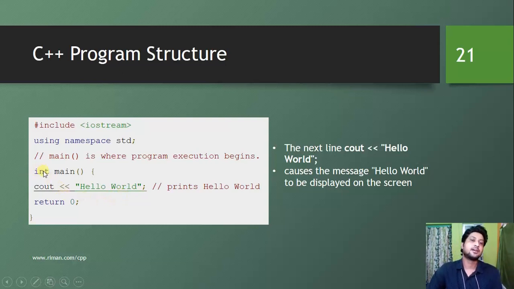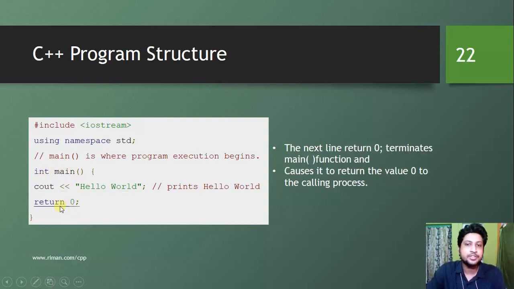Then, as main has a return type of integer, we have to return some integer value. That's why this return 0 is returning the value 0 to the calling process. So this is the simplest C++ program, and this is not the class variant. That means this particular portion of code doesn't showcase the object-oriented part of C++ programming. It is rather the procedural-oriented part of C++ programming.